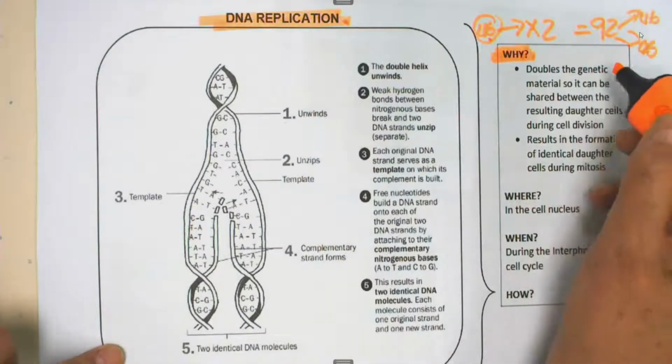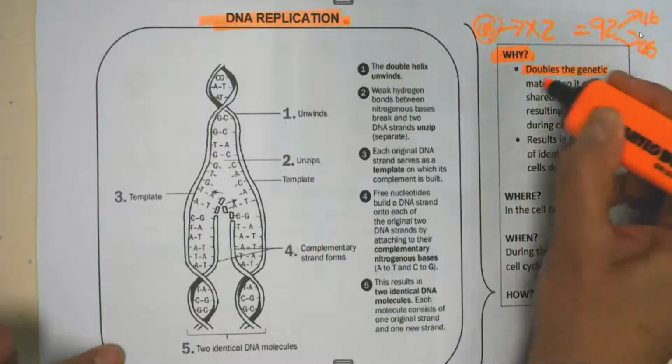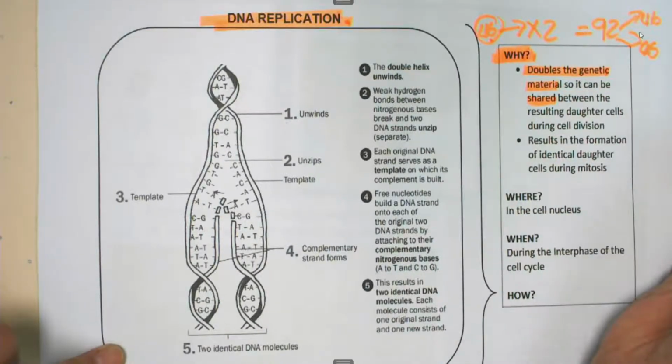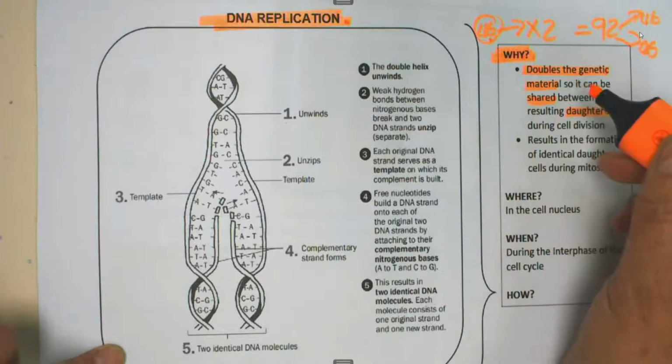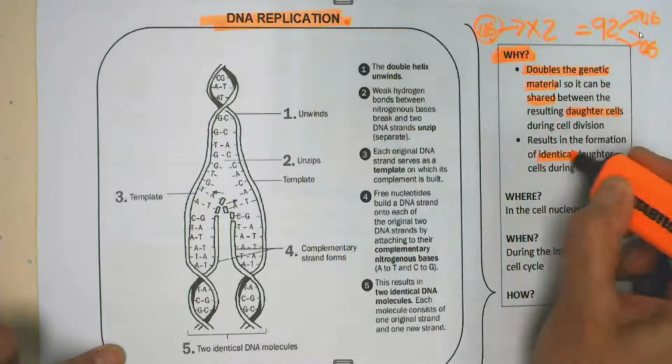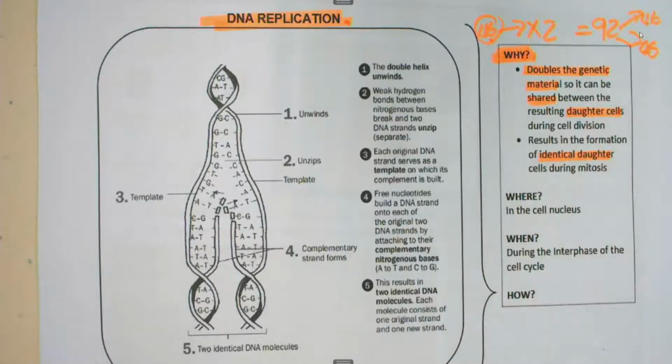Here they say it very nicely. So they say it doubles the genetic material so it can be shared, and then when we have the daughter cells, they are identical. All right? This is what they say here, identical daughter cells. So we have exactly the same.